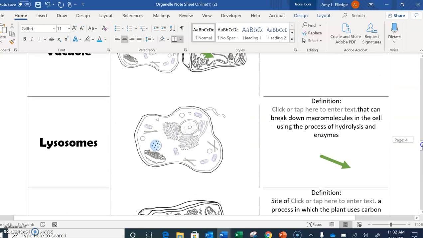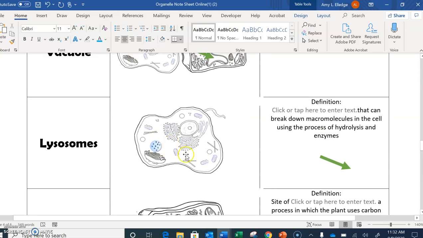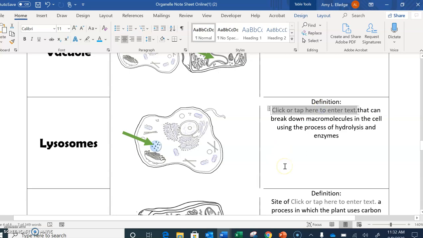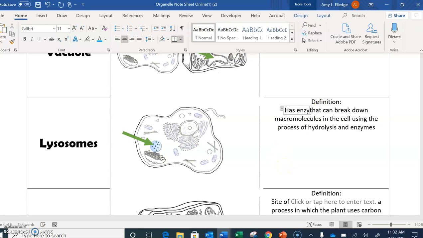Okay, now we're down to lysosomes. Now lysosomes, you can tell, only found in animal cells. We're the only ones that have this, and it makes sense once you realize what it does. The lysosome is this little circle dotty guy, okay? What it does, it has enzymes in it that can break down macromolecules in the cell using hydrolysis.